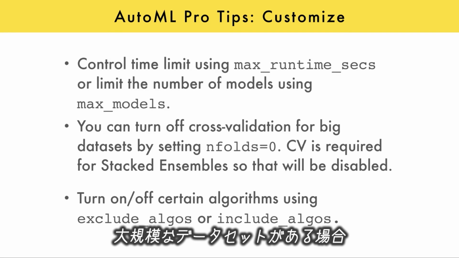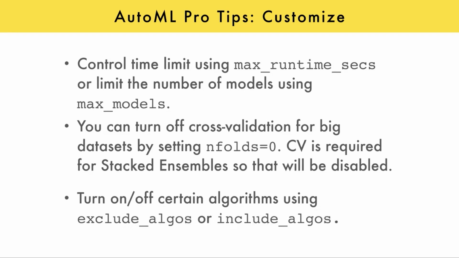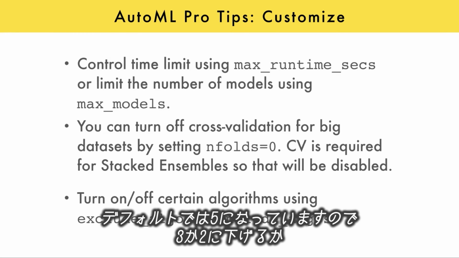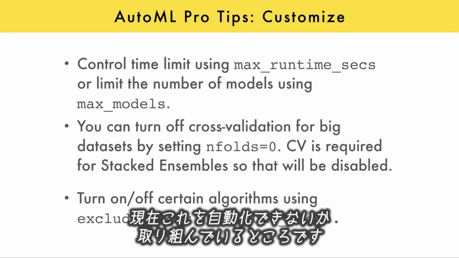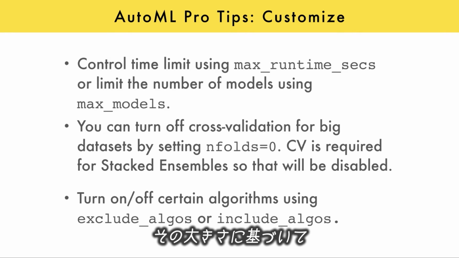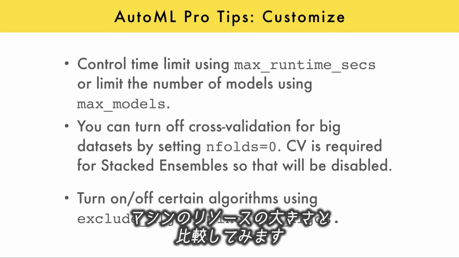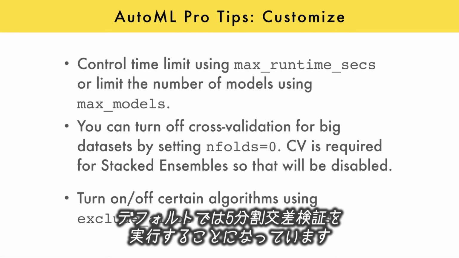And then if you have big data sets, one of the things that we generally would suggest is lowering the number of cross-validation folds to a lower number. It defaults to 5, so maybe you would lower it to 3 or 2, or you can completely turn it off by setting it to 0. This is something we're working on right now to do automatically. We'll take a look at your data, and based on the size of the data, compare that to the resources of the machine, and try to make a smart guess as to what would be most efficient here. But by default, it will just do 5-fold cross-validation.